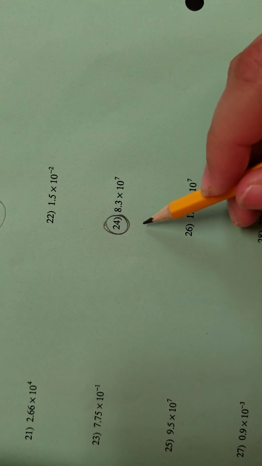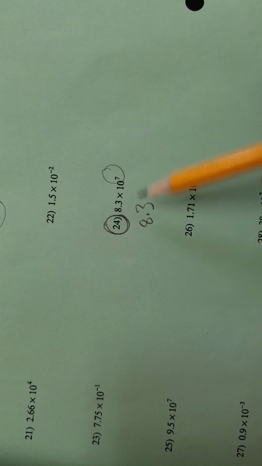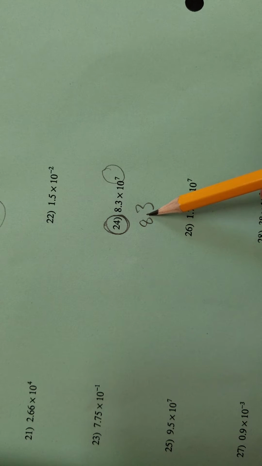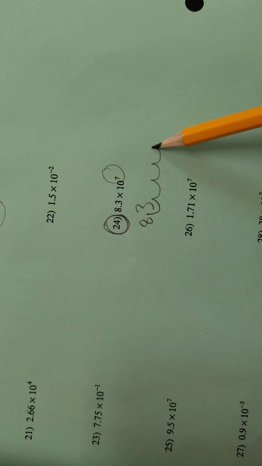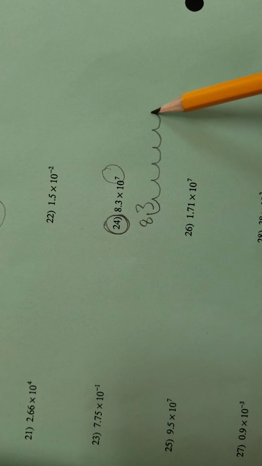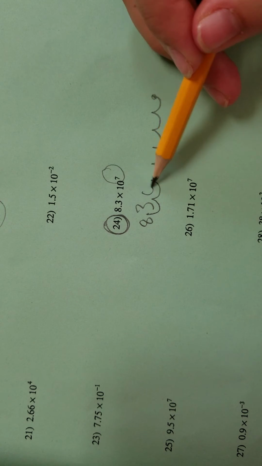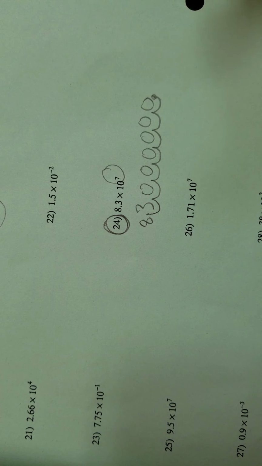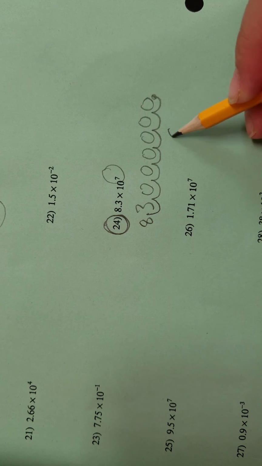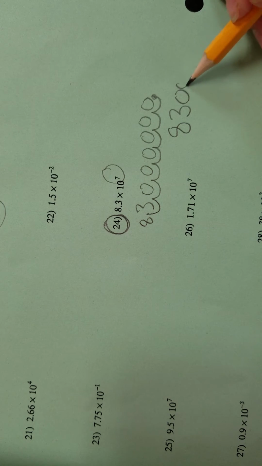All right, we have 8.3, and it looks like we're moving it to the 7. So we're going to have a really big number. 1, 2, 3, 4, 5, 6, 7. Fill in all my zeros here. So it looks like my number is going to be a 3 with 6 zeros behind it.